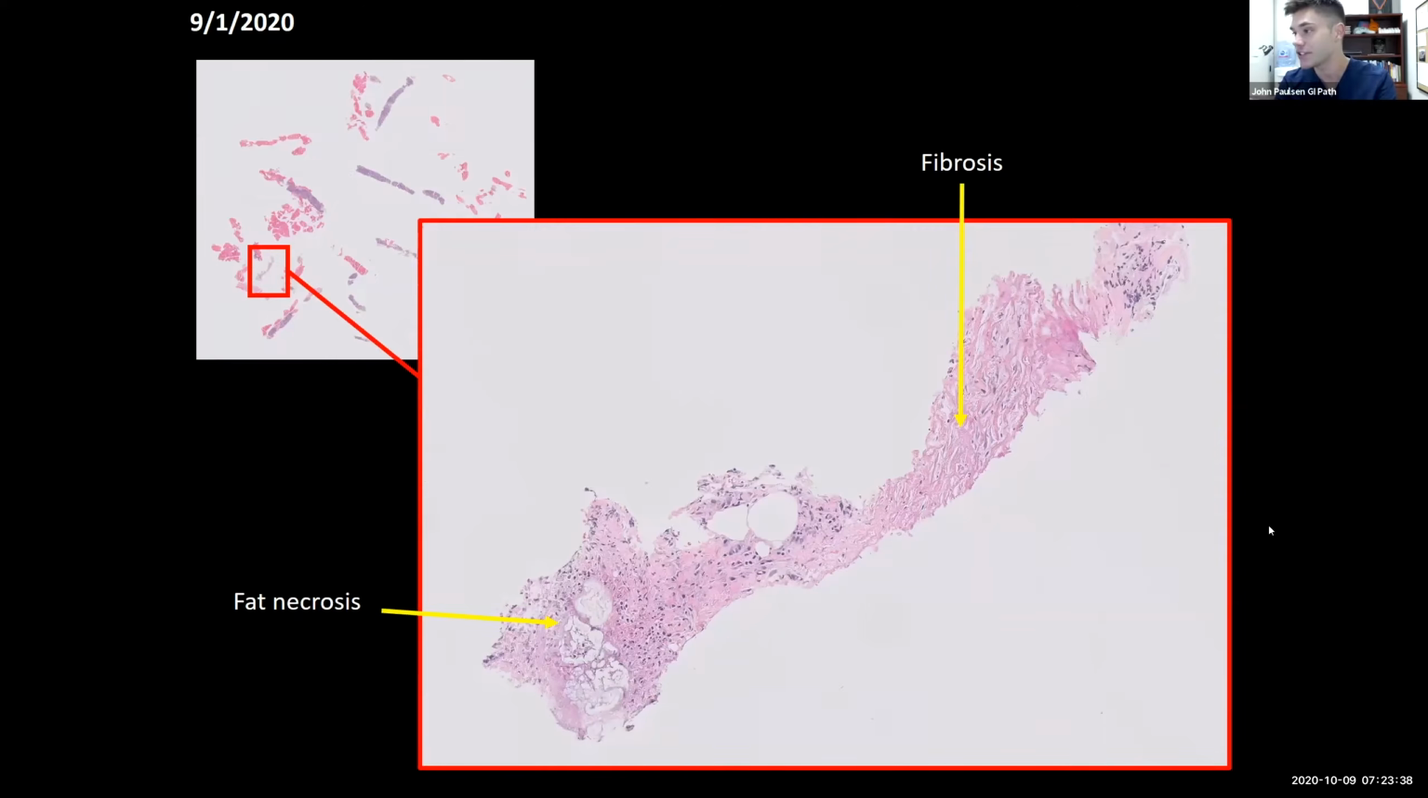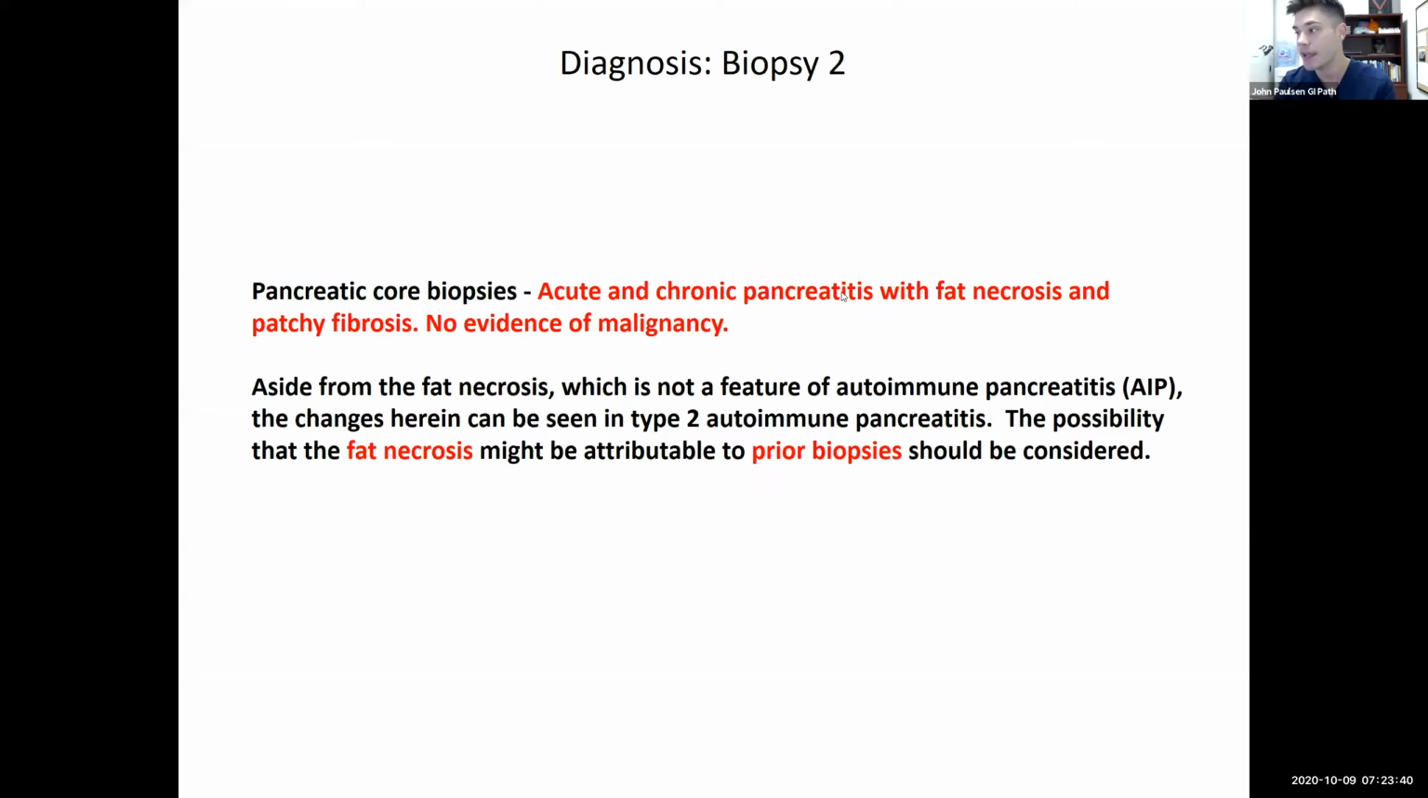And Dr. Harpman has actually signed out this case. So acute and chronic pancreatitis with fat necrosis, and this fat necrosis could be contributed to prior biopsy. In the correct clinical setting, this could be associated with type 2 autoimmune pancreatitis. It's really non-specific, but importantly, no malignancy in this biopsy material either. All right. Now back to the case.